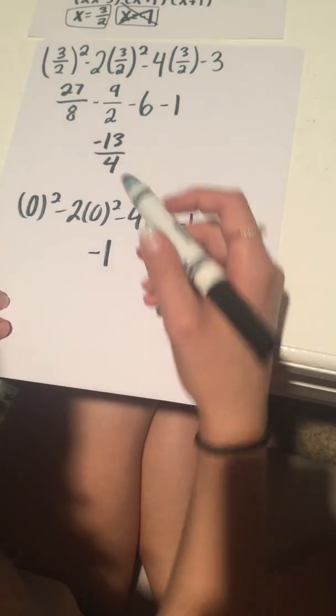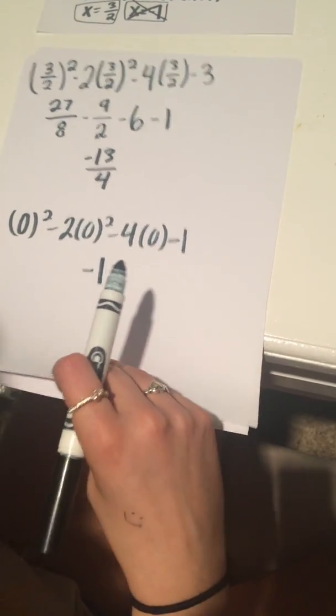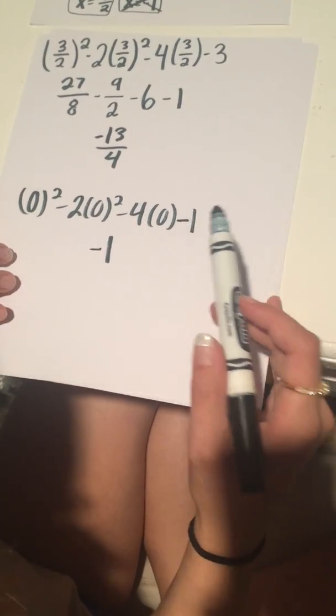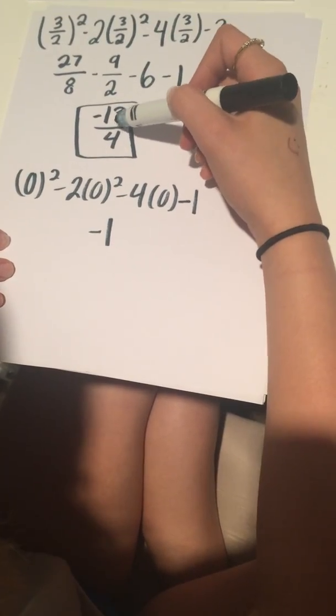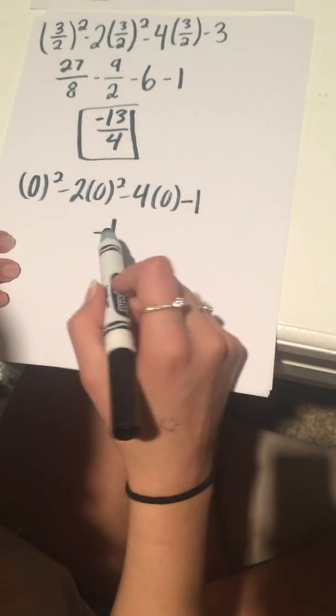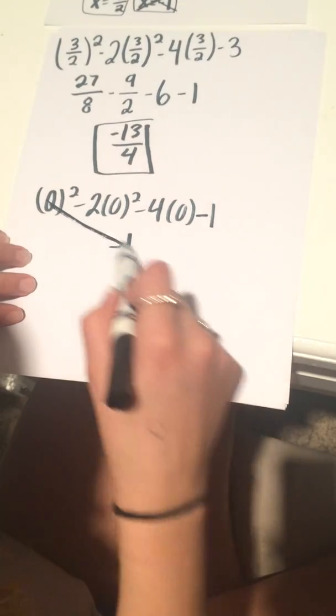And because of this, we know that our absolute minimum is going to be a negative 13 over 4. And we're not going to have this one.